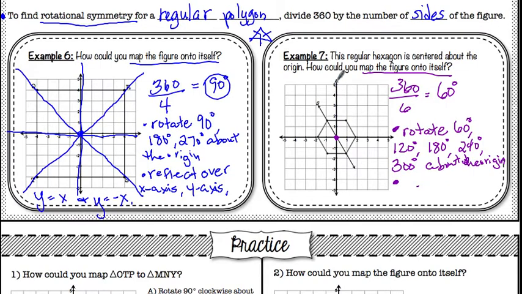And then what about the reflections? The y-axis divides this in half. The x-axis divides it in half. Okay? We could reflect over the y-axis, the x-axis. There are other lines too. The only other one that I'm super clear about is line S. Line S happens to be labeled on the figure, and it divides the shape in half. So reflect over line S.